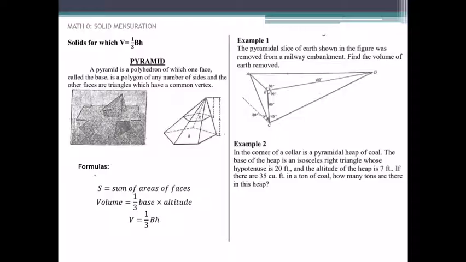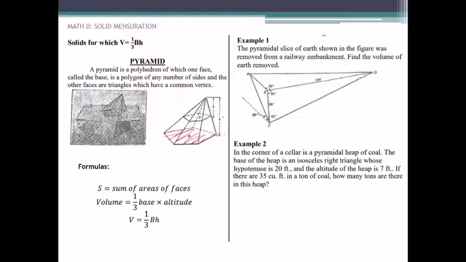So definition: a pyramid is a polyhedron of which one face, called the base, is a polygon of any number of sides, and the other faces are triangles which have a common vertex. So this is the vertex, and this is our base, this part, and the other faces are triangles. So this one, this, and this. These are called the lateral faces. So of course our altitude is from the vertex. It is a perpendicular drop from the vertex to the plane of the base. So this is our h, or that is our height, the altitude.